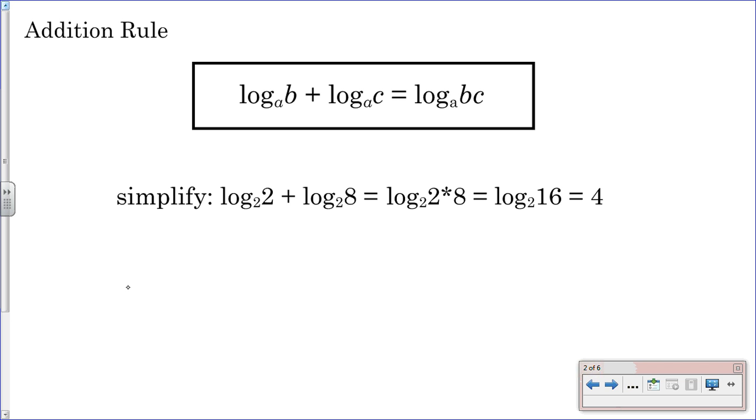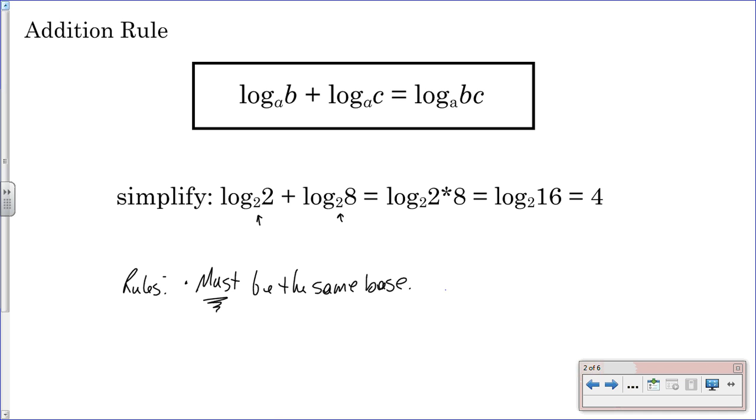Now, there's a few rules for this rule. Number one, they must be the same base. Remember, your base is that little number. It's like that subscript number. They must be the same base.